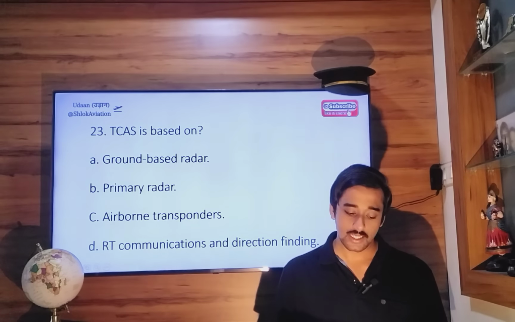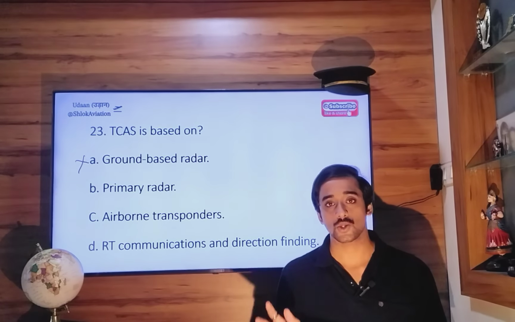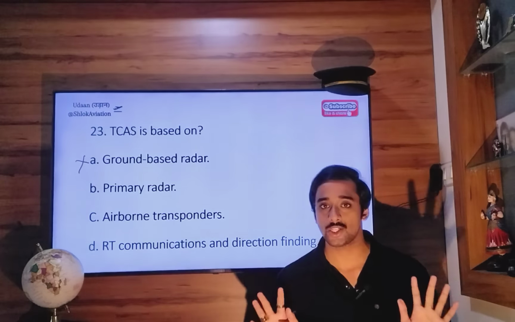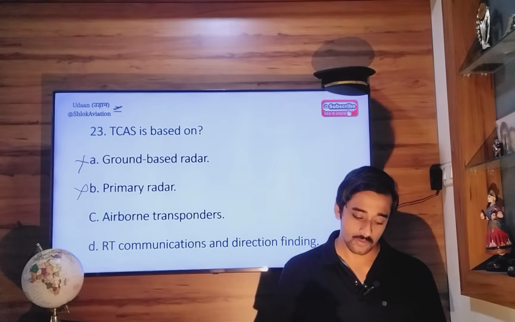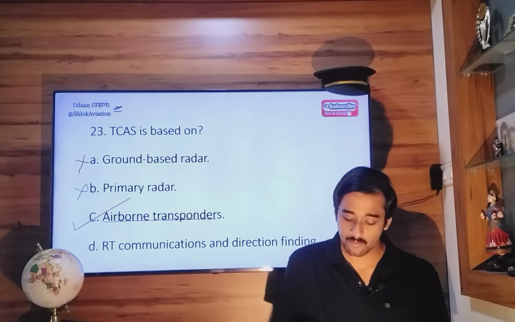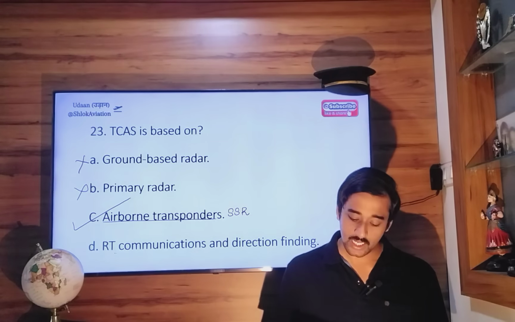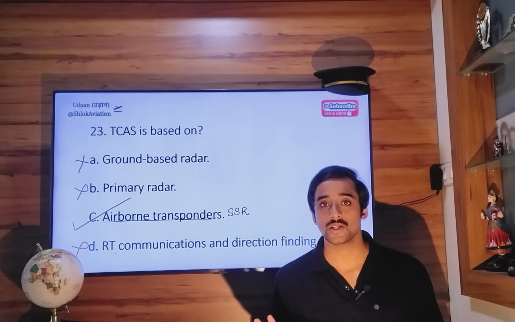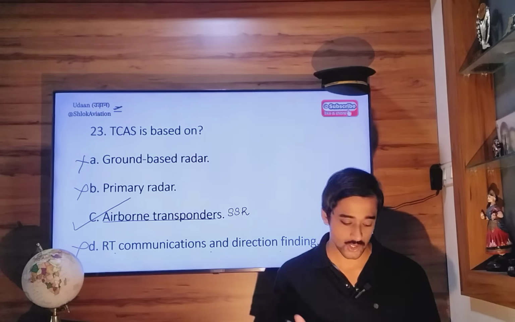Question 23. TCAS is based on ground-based radar? No. TCAS is an air-to-air communication system. So the transponder of your aircraft and the transponder of the conflicting traffic will both communicate with each other independent of any ground equipment. Primary radar? No. Airborne transponders? Yes. Now airborne transponders are nothing but secondary surveillance radars, based on secondary radar, right? RT communication and direction finding? No. There is no communication involved. No communication is involved between you and the pilot of the conflicting aircraft. Okay, so delta is wrong.